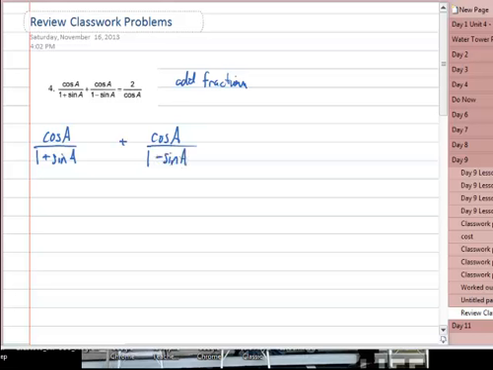We have to have the same denominator, so I'm just going to make the 2 fractions have the same denominator. And remember, whatever we put in the denominator, we have to put in the numerator to make sure that the fraction stays equal.